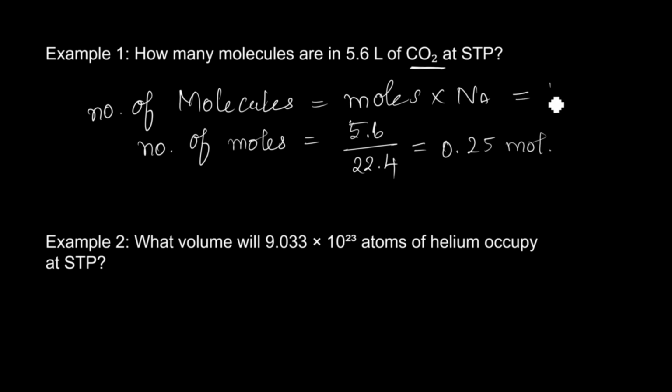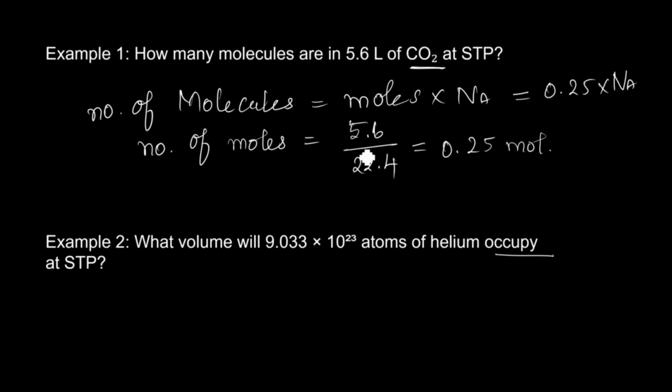So moles into Na, 0.25 into Avogadro number, that is 0.25 into 6 into 10 to the power 23, which comes out to be 1.506 into 10 to the power 23. That you can easily solve. Then example 2: what volume will 9.033 into 10 to the power 23 atoms of helium occupy at STP? They are asking about volume.